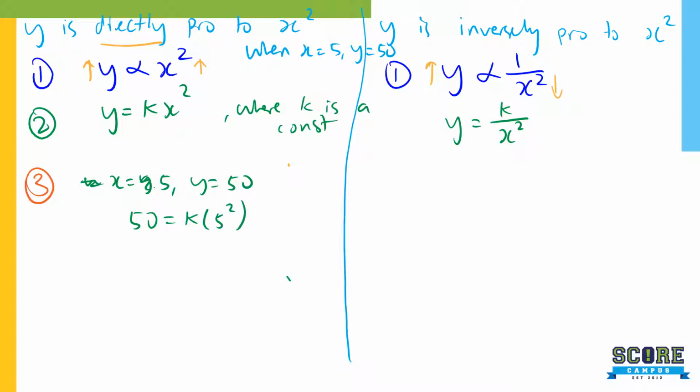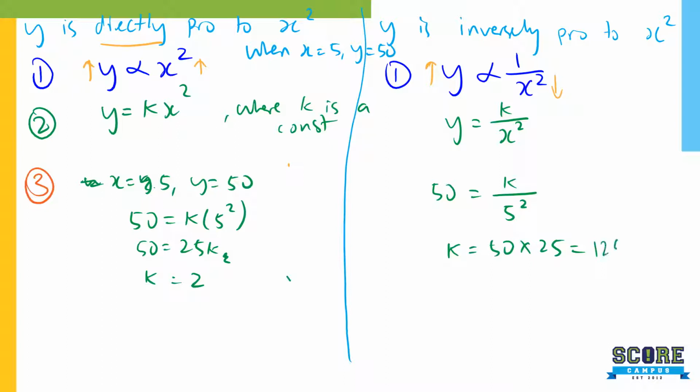And you do the same thing here. 50 equals k over 5 squared. You get here 50 equals 25k. K equals 50 divided by 25, which is 2. Here you get k equals 50 times 25, which is 1250, right? K is 1250. You see the difference in the k values between direct and inverse proportion. They are very, very different, yeah, obviously.